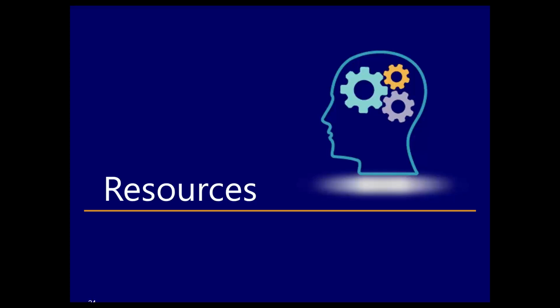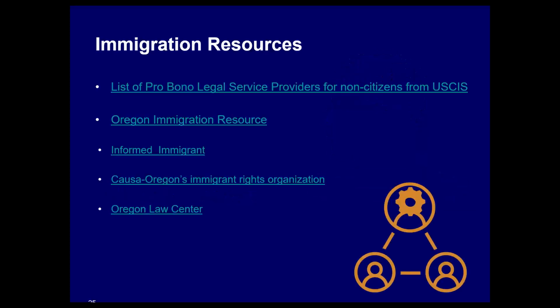Next, we want to share a couple of immigration resources that are available to the public, and these are shown on the screen. We highly recommend you go into these and save them into your browser to refer to them when needed. The first one is the list of pro bono legal services providers for non-citizens from USCIS, Oregon Immigration Resource, Informed Immigrants, CAUSA, which is Oregon's Immigrant Rights Organization, and then we have the Oregon Law Center.